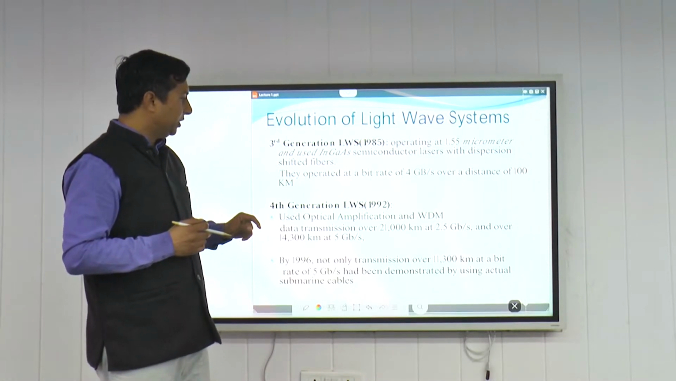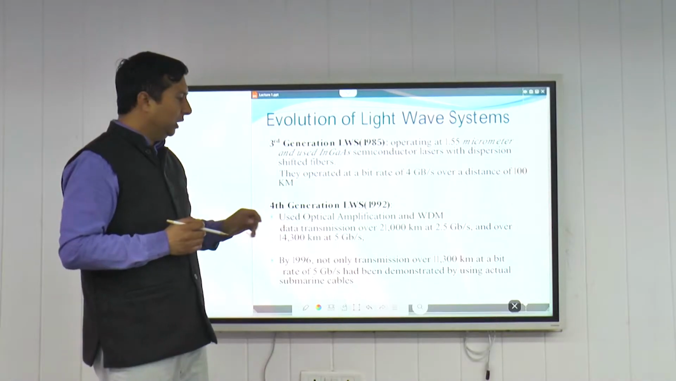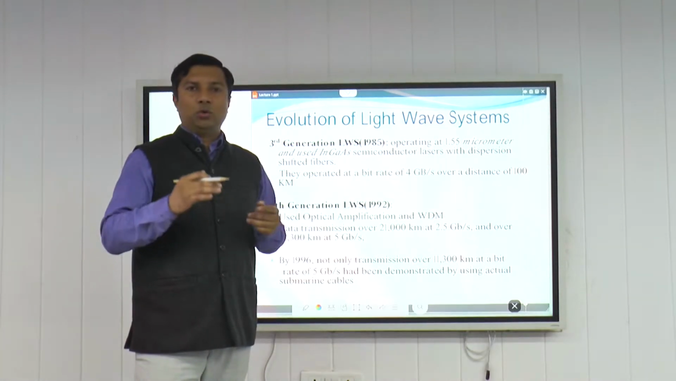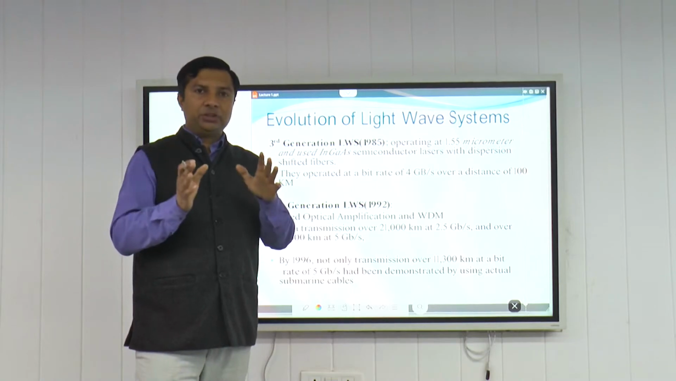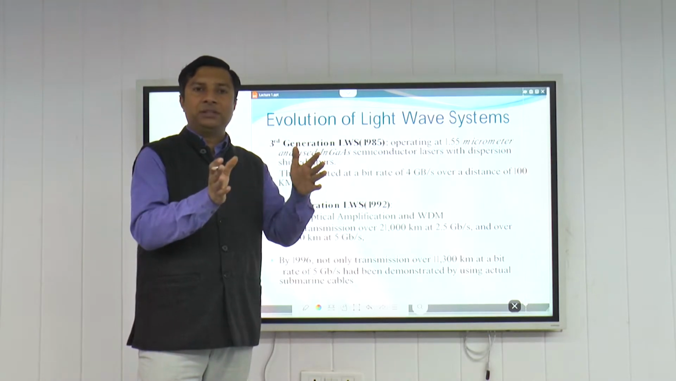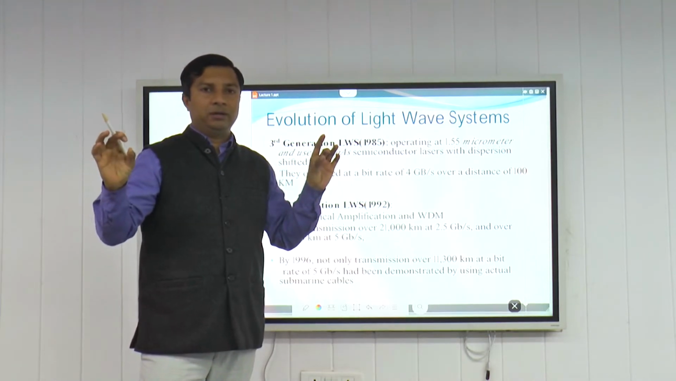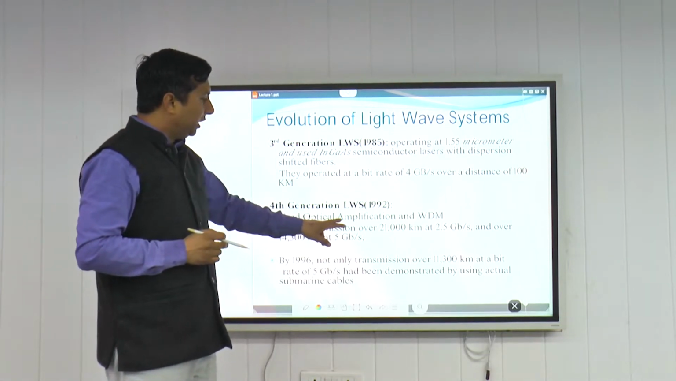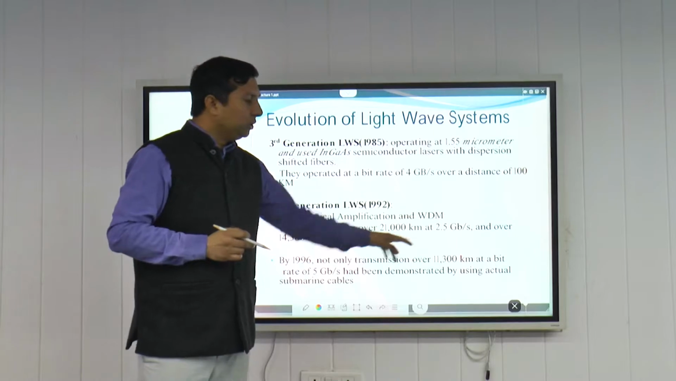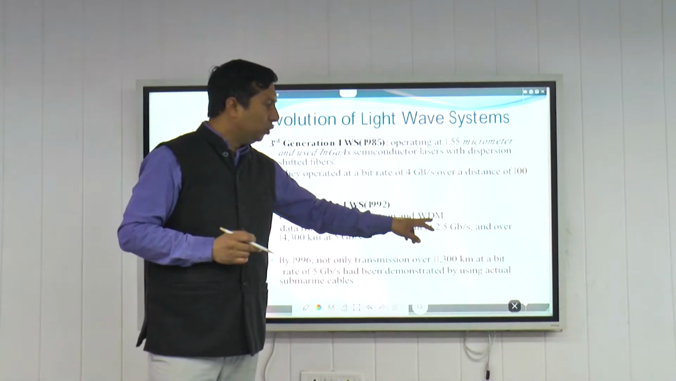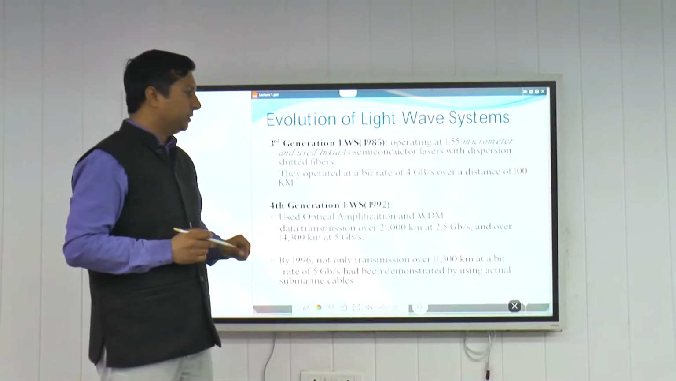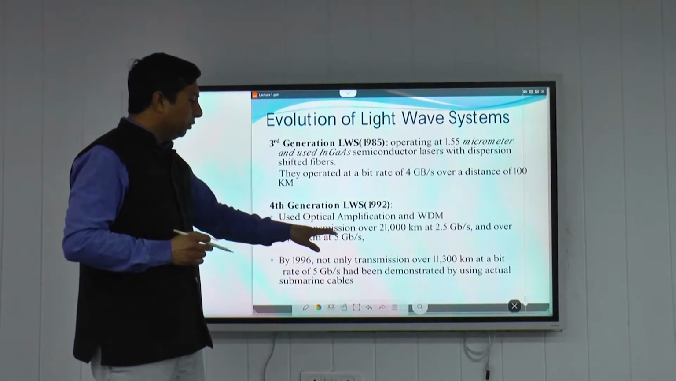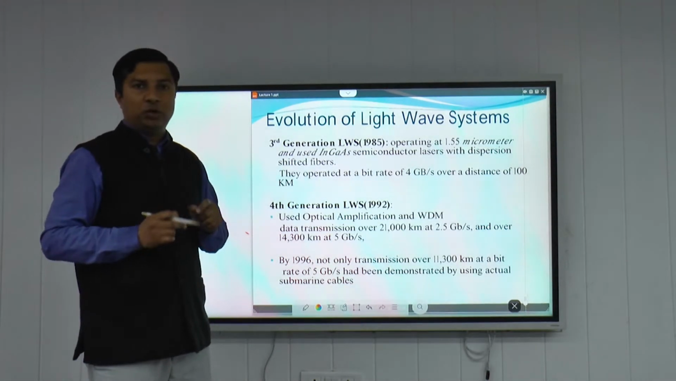Then fourth generation in approx 1992. Up to that, wavelength division multiplexing was developed, in which you could transmit multiple signals through a single bundle, that is wavelength division multiplexing. Now, data transmission over 21,000 kilometers at 2.5 GB per second and over 14,300 kilometers at 5 GB per second was possible.